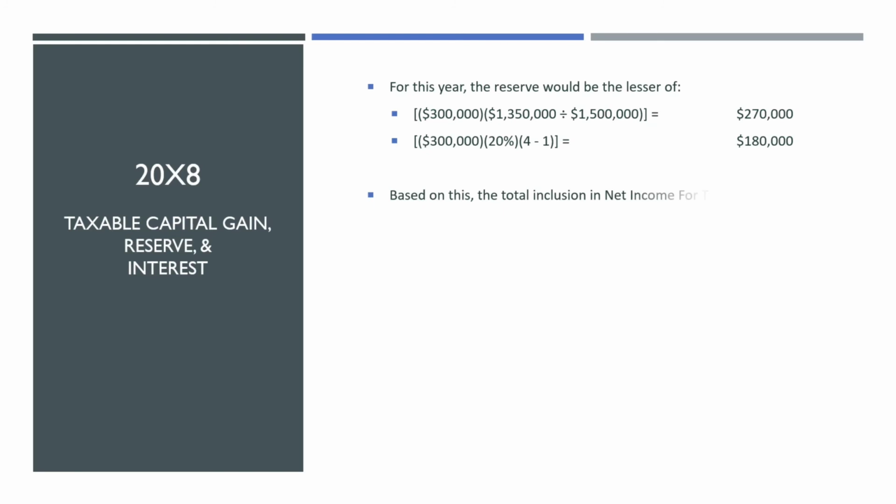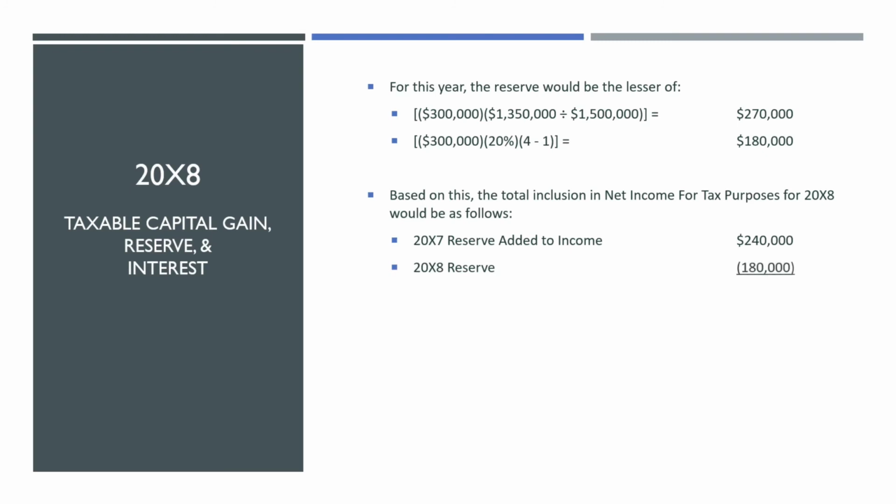Based on this, the total inclusion in net income for tax purposes would be as follows. We'll take the 20x7 reserve and we'll add it back. We'll subtract the 20x8 reserve. This leaves $60,000 in net capital gain. We multiply that by the inclusion rate, and we're going to get a net taxable capital gain of $30,000.